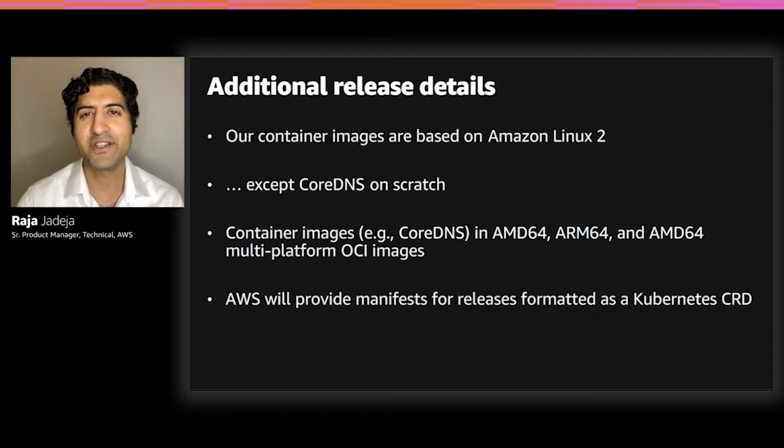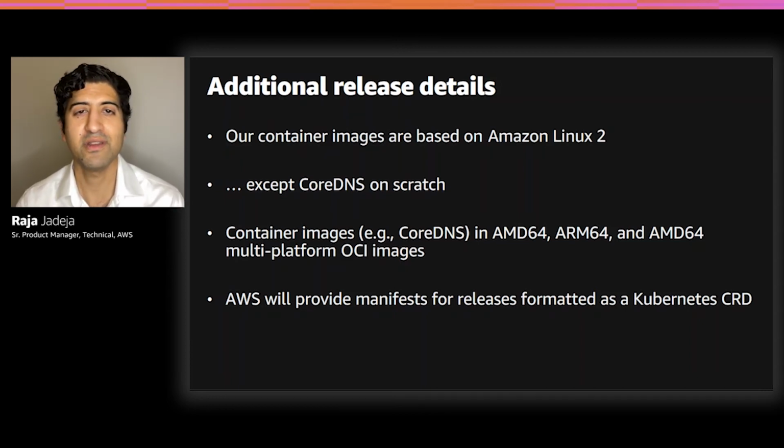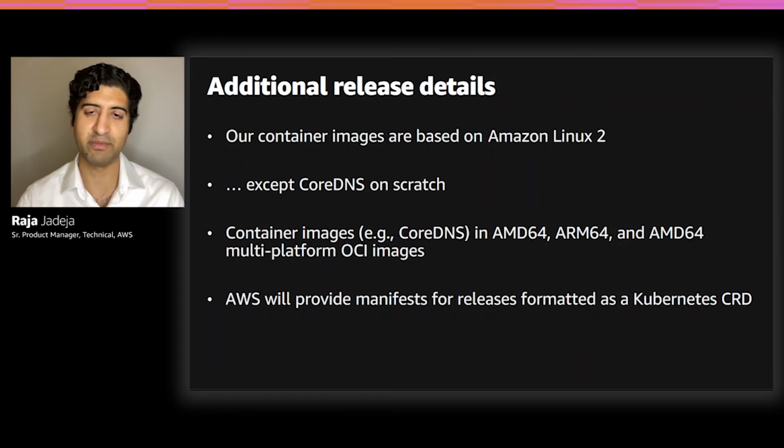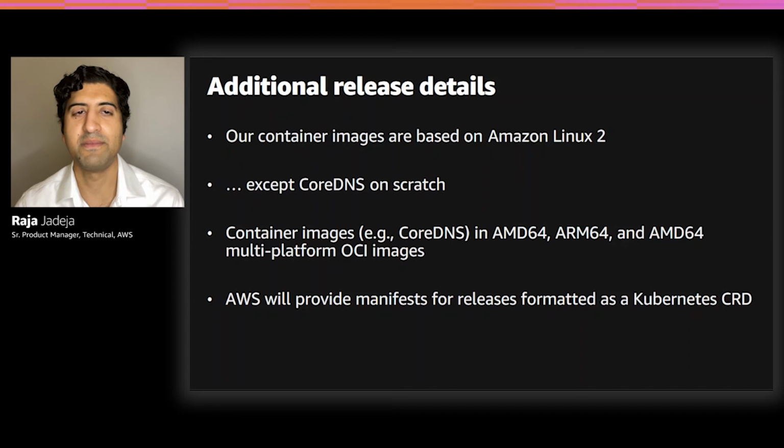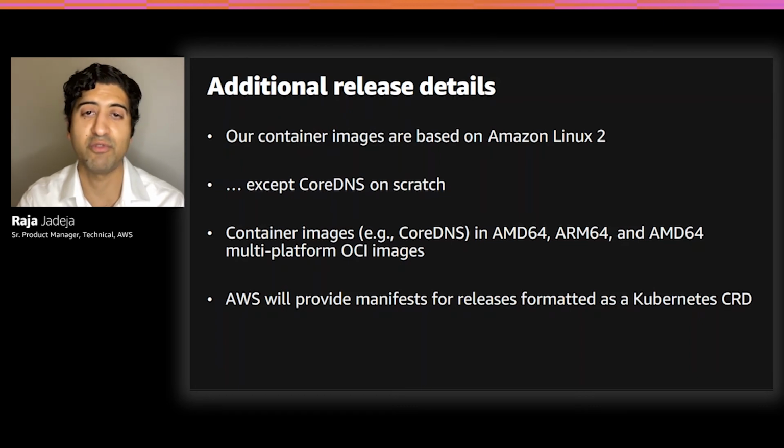Now, some additional details that are probably important to know about the actual release itself. First of all, the container images are based on Amazon Linux 2, just for your awareness. The exception to that, of course, is CoreDNS, which we built from scratch. And then the container images themselves, we support AMD64, ARM64, and then AMD64 multi-platform OCI images. And then AWS will provide manifests, actually, so that when you go to deploy this, you can use the Kubernetes CRD approach for getting these deployed out there.